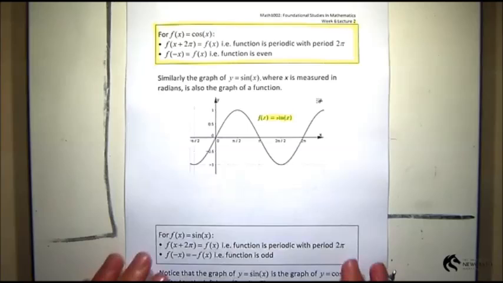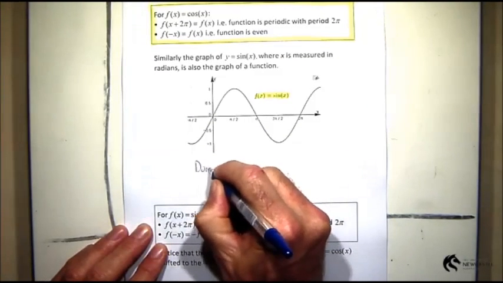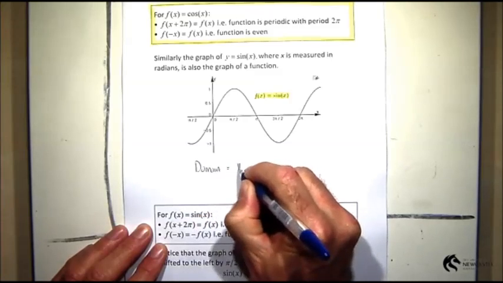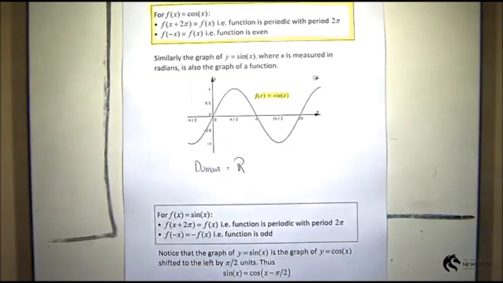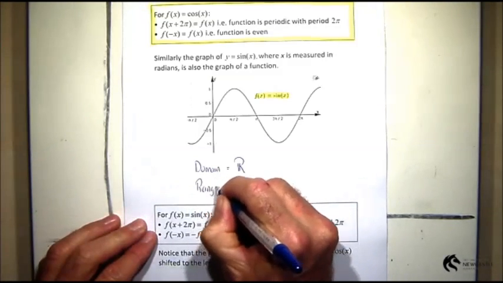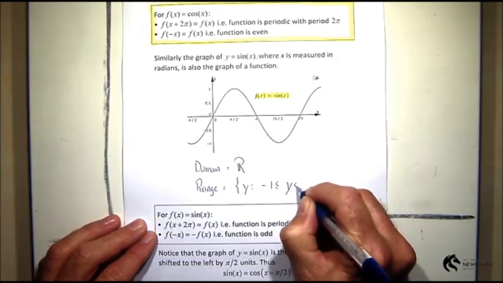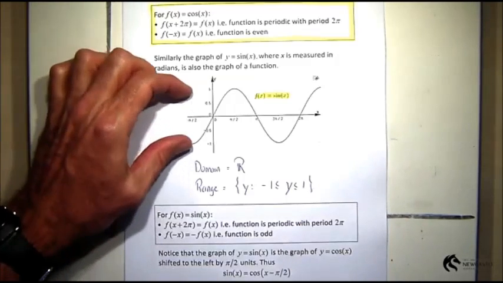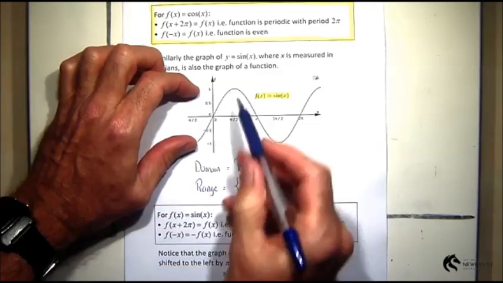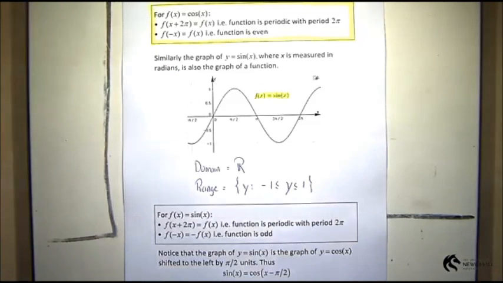So the domain, again, for what values can I calculate sine x? Well, the domain, again, is all real numbers. I can calculate sine x no matter what value of x you give me. And the range is the same as our cosine. The range is the set of y values between -1 and 1. For every point on the graph, its y value is somewhere between -1 and 1, is what that says. And so that's our sine graph.